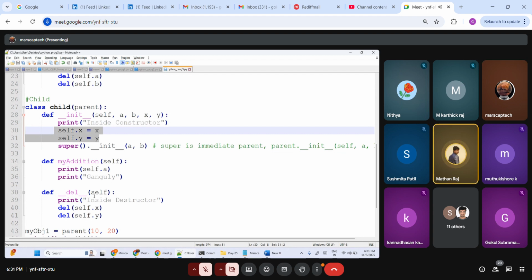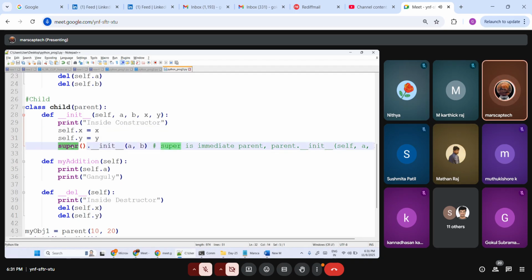Sir, Madan here. I have one question. Go ahead. So here, why are we passing this A and B as arguments to the child? Because I need to call the super, and I need to pass the values. Okay, I got it. Unless I pass A and B at line number 32, it will not know the meaning of A and B. So you need to pass.